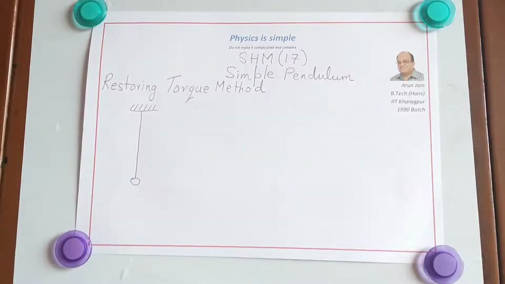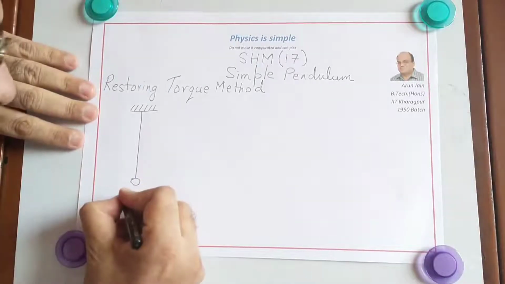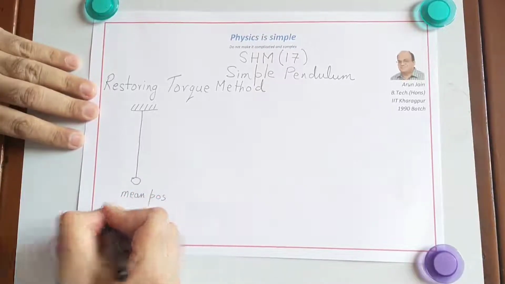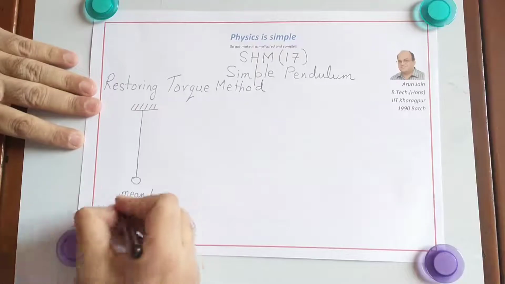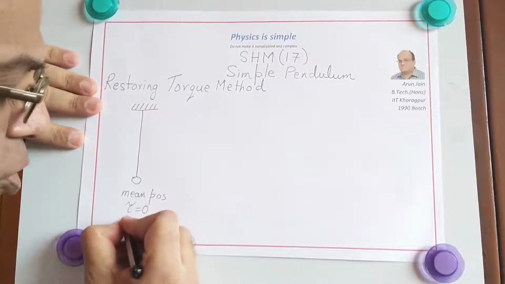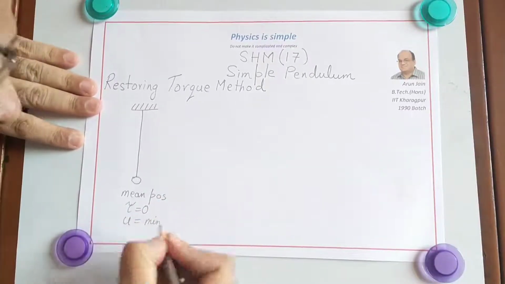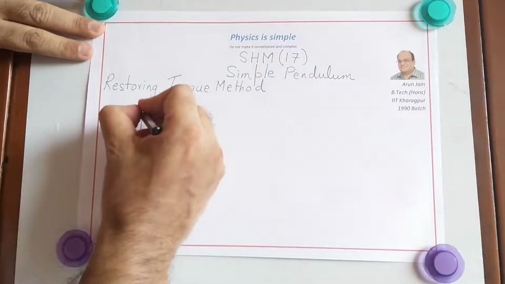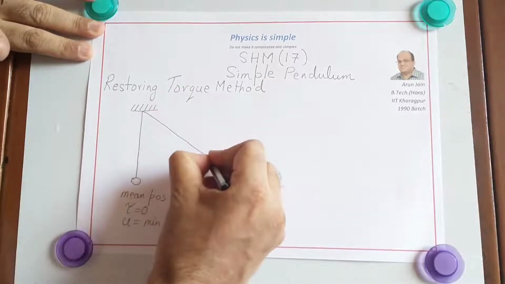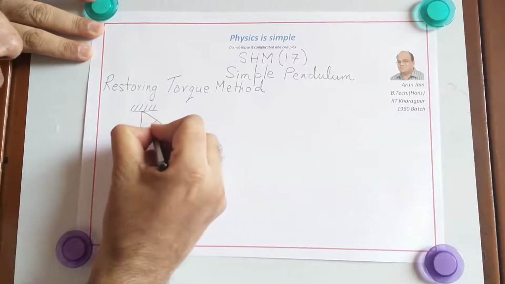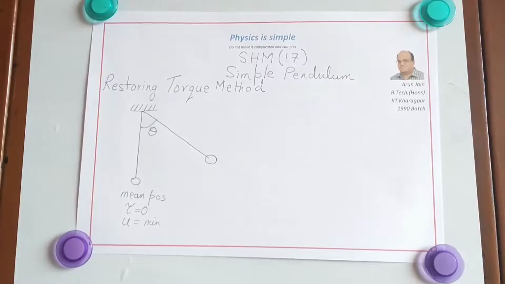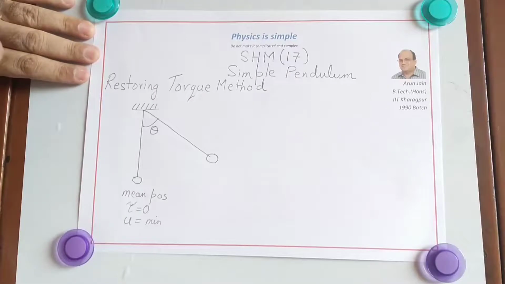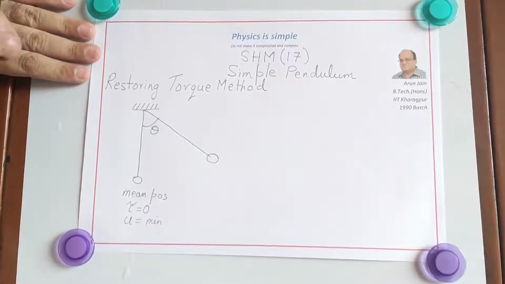So this is the mean position of the pendulum, because in this position the restoring torque will be 0 and potential energy will be minimum. So here torque is 0 and U is minimum. Now we displace this pendulum by an angle theta, and then we try to find the restoring torque. Theta is small, but in the diagram we are drawing it big so that we can see everything clearly.